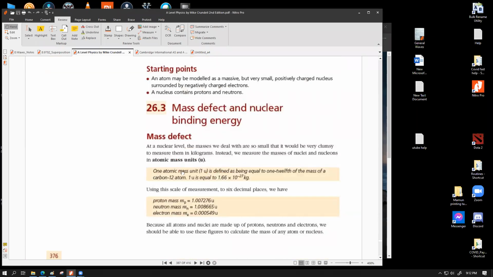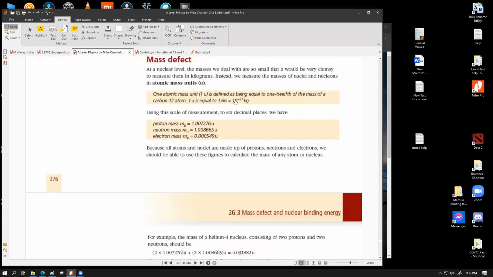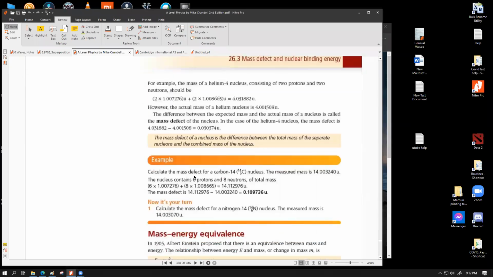Notice this. Let's say this question says the mass defect and the nuclear binding energy. So we have talked about the mass defect or mass deficit. They are showing this thing over here, and then we have a calculation over here. Calculate the mass defect for a carbon-14 nucleus.